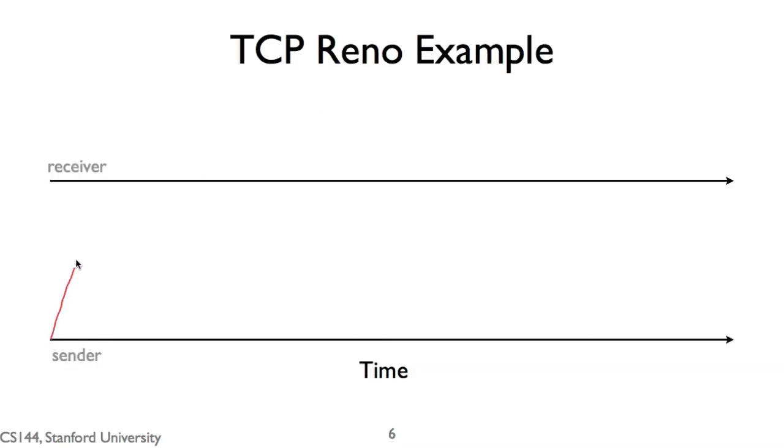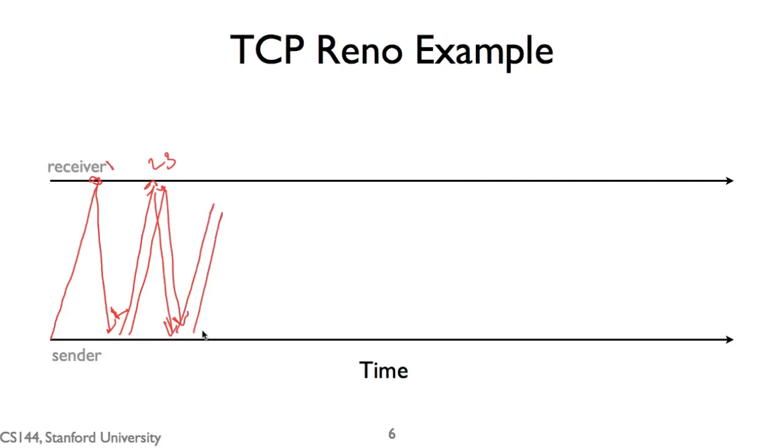So my sender sends packet 1. I get an acknowledgement 1. I send 2 and 3. I get acknowledgements 2 and 3. I then send 4, 5, 6, 7. And let's say that packet 4 is lost.